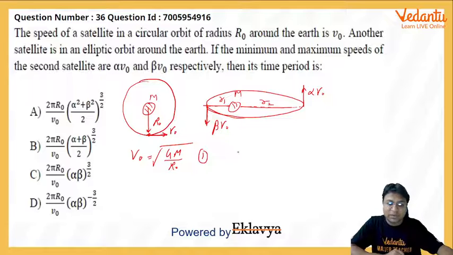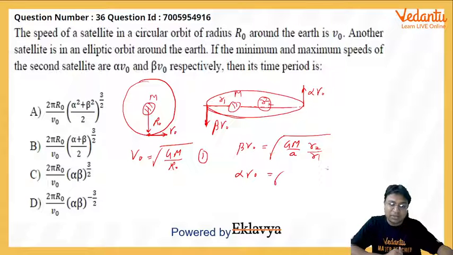We have a standard formula that beta v naught is equal to root of GM by a, where a is the length of the semi-major axis, into, now you're writing velocity at this point, so this will come into the numerator, so root of r2 by r1. Similarly, if you write alpha v naught, then you will write root of GM by a, and then root of r1 by r2. So this basically means that the product alpha beta v naught square will be equal to GM by a.